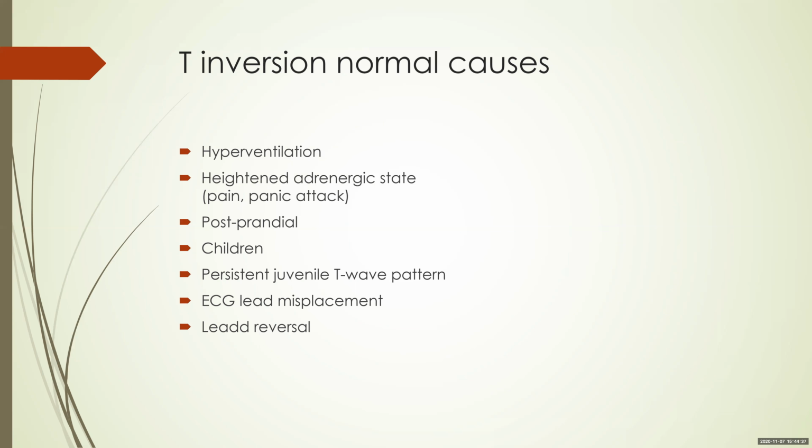Persistent juvenile pattern occurs in Afro-Caribbean women, with T inversions in the anterior leads from V1 to V4, which are less than 3 millimeters. So these are all normal variants. Finally, ECG lead misplacement and lead reversal can lead to T inversions. You can have plenty of normal causes of T inversions also.